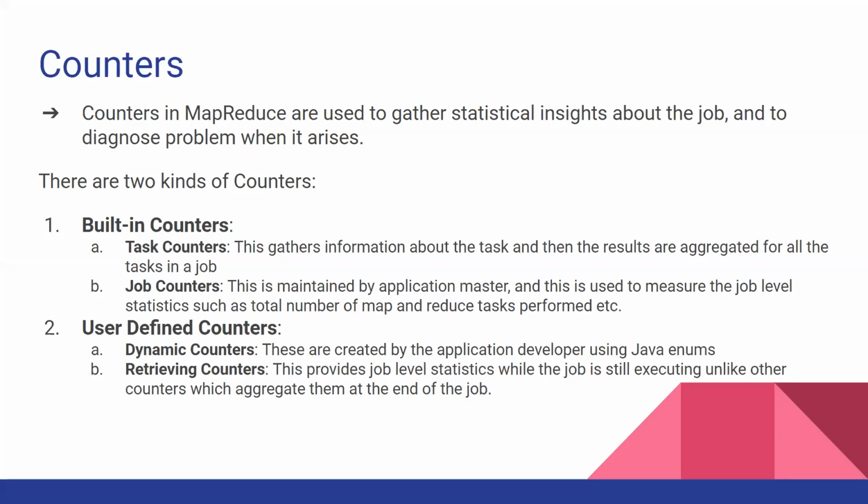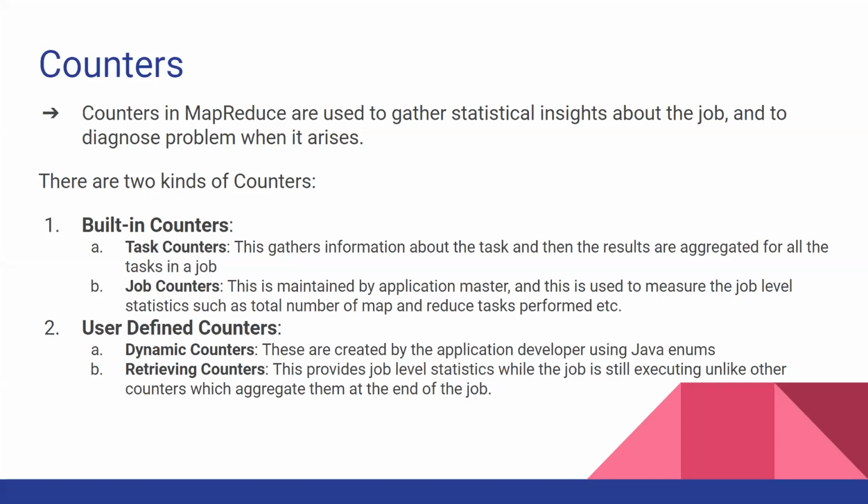Counters in MapReduce are used to gather statistical insights about a job, and also they can be used to diagnose problems. There are actually two kinds of counters. One is built-in counters, and the other is user-defined counters. Under built-in counters, we have task counters. These task counters usually gather information about tasks, and the results generated from this are aggregated for all the tasks.